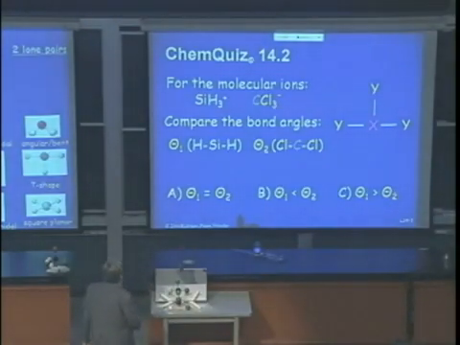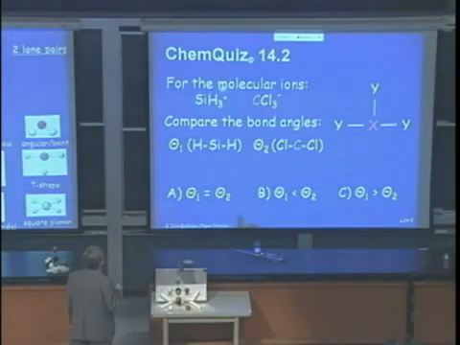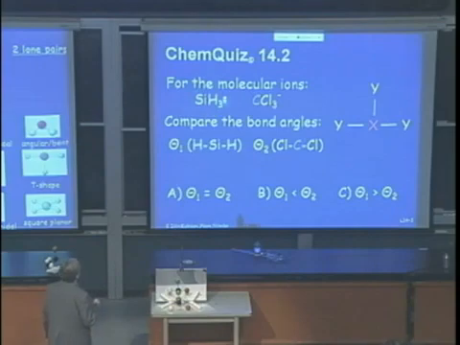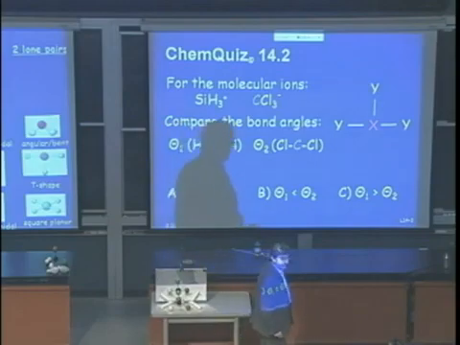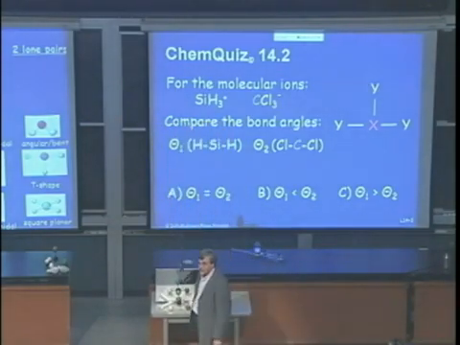So we have this SiH3 plus, silicon hydride, and this is 3 plus, and then we have CCl3 minus. This is a minus here. So I want you to compare the bond angles. What you need to do, you need to draw your Lewis structure. First of all, you count how many total electrons you have. Then you draw the Lewis structures. Then you determine the steric number, and then with this you know the bond angle.